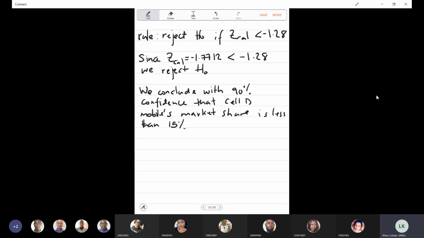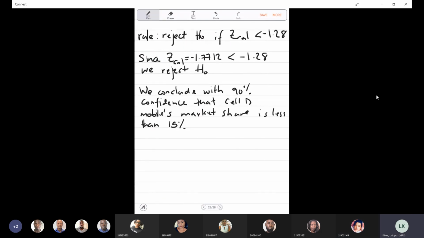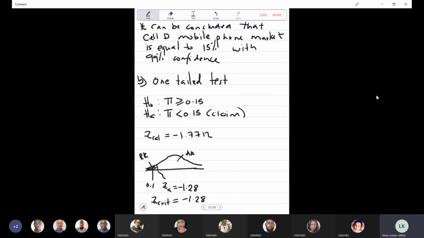Ma'am, in your conclusion, shouldn't you say that it is not less than 15% share? What did we do here? We rejected H naught. That means we accept the alternative. So if we reject this one here, then we must go with the alternative. The alternative says it is less than. Oh, okay. Yeah.